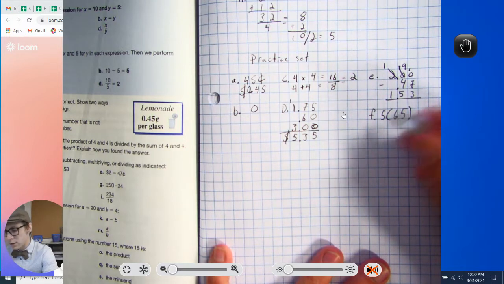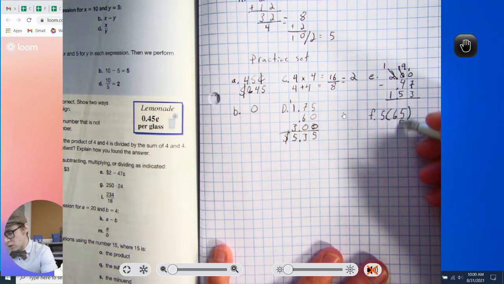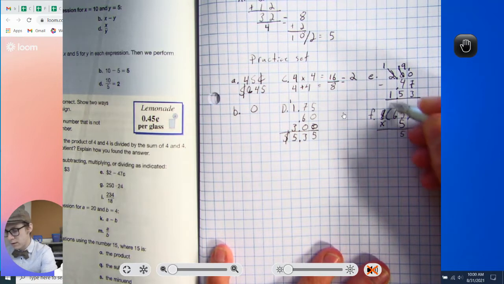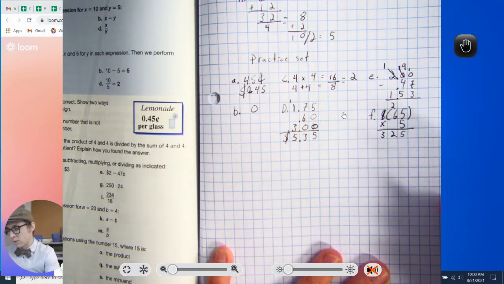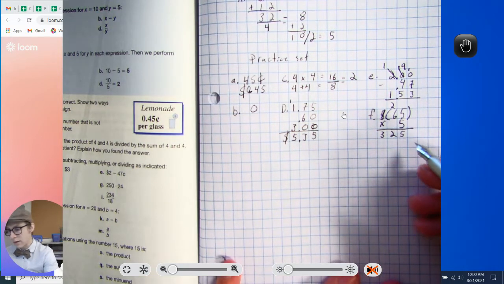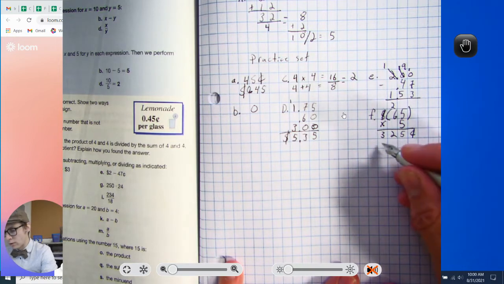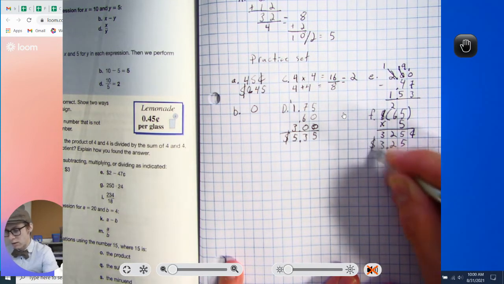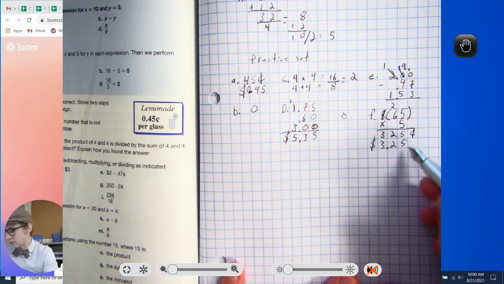So you can try and do this in your head. I prefer to just move it over here like we're used to. So 5 times 5 is 25. 5 times 6 is 30 plus 2. So 325. Now we can leave it at 325 cents, or we can write it as $3.25. Either way, this is a perfectly accurate solution.